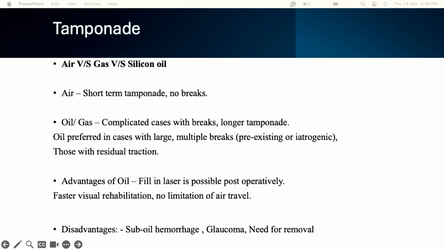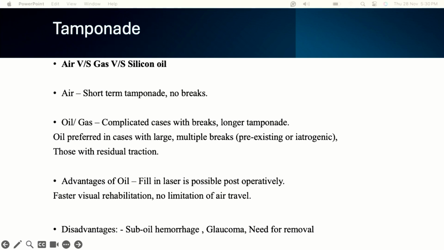So what is the choice of tamponade? Air can be used if there are no breaks and short-term tamponade is needed, but oil or gas is preferred in complicated cases where a break is there. Oil is preferred in cases with large multiple breaks, which can be pre-existing or iatrogenic, and in those with residual traction.